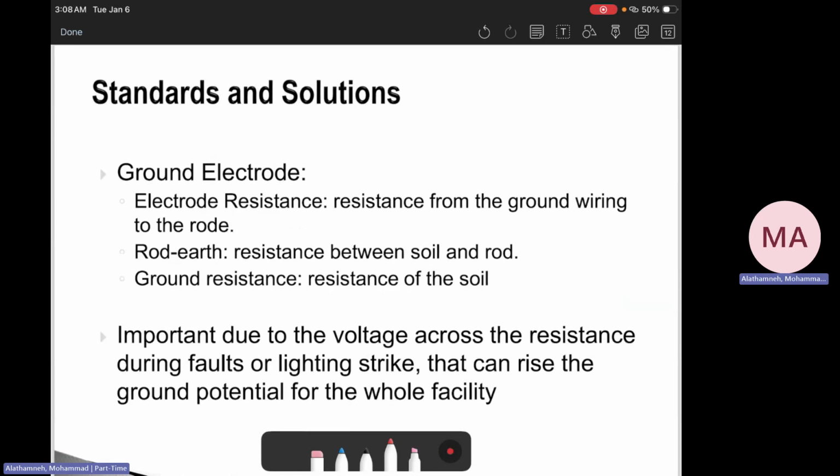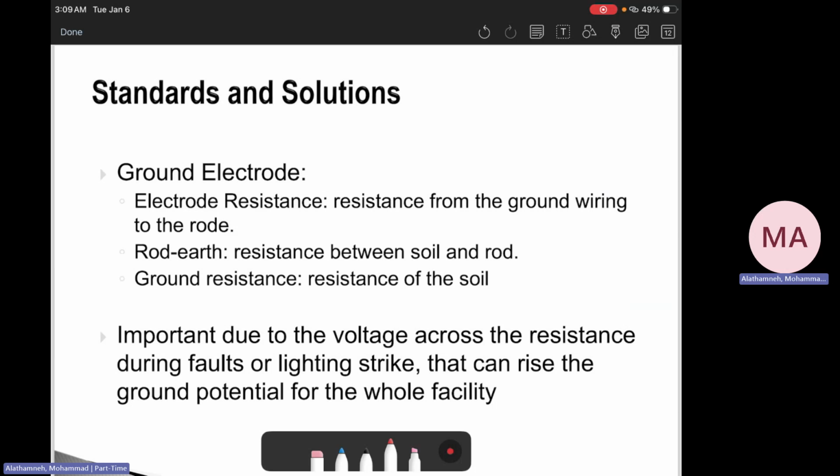Okay, standards and solutions. Let's go deeper. Grounding is not a magical zero-ohm point. The grounding electrode has a resistance and impedance: the resistance of the conductor, the rod-to-soil contact resistance, and the soil resistivity itself. All of them can contribute. So we need to make sure these are according to the standards, so their impact will not be too high.